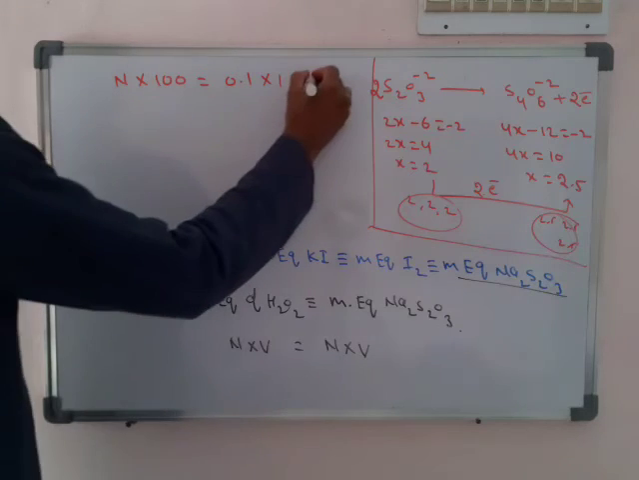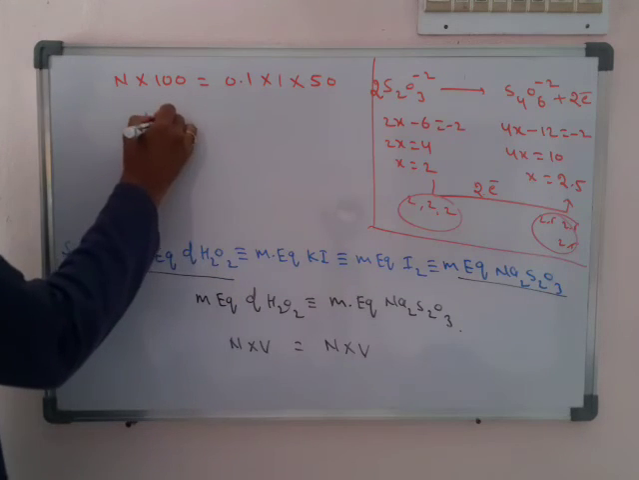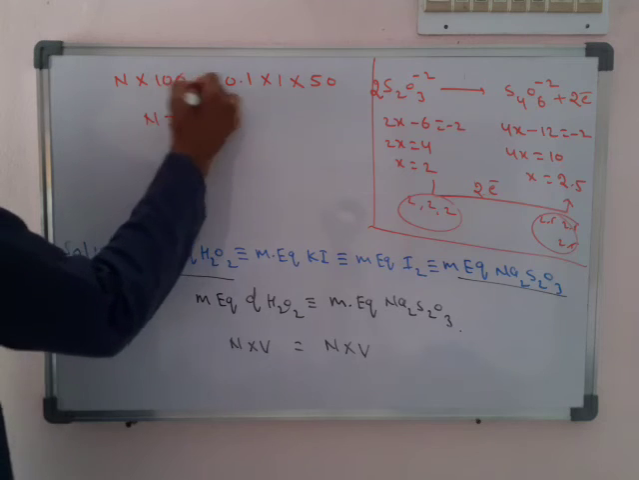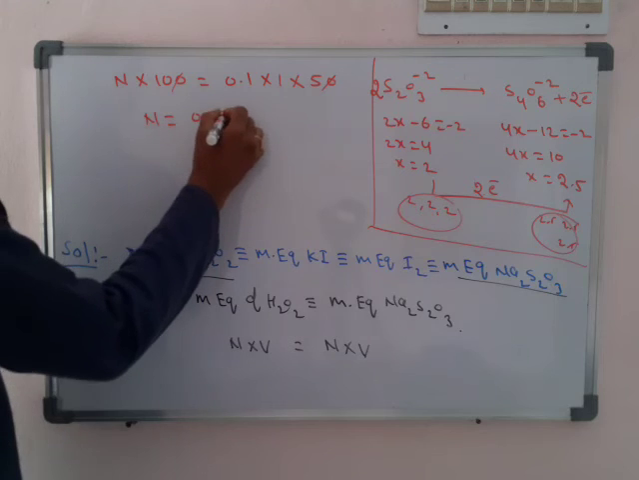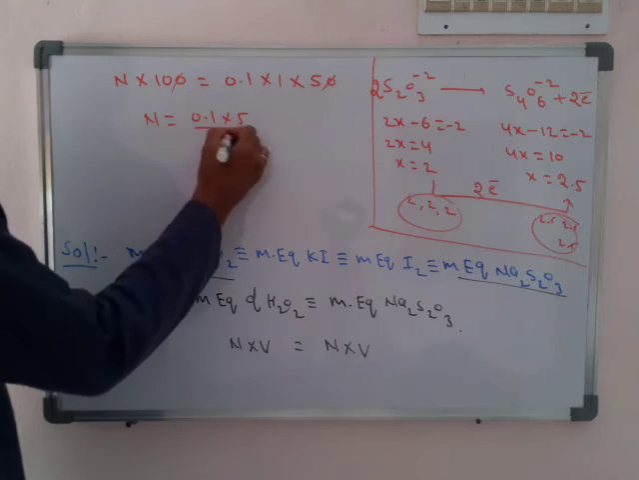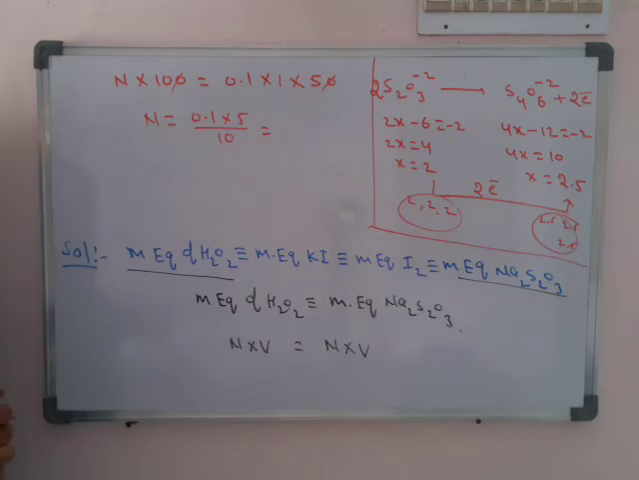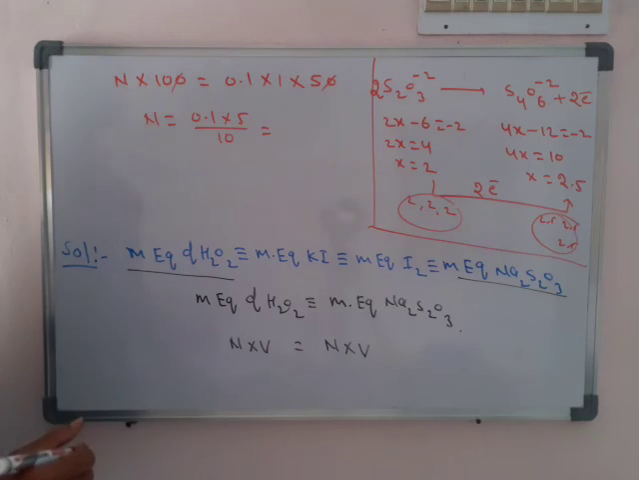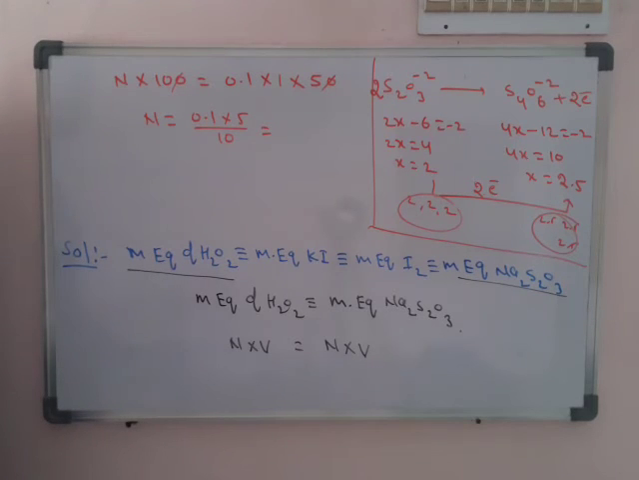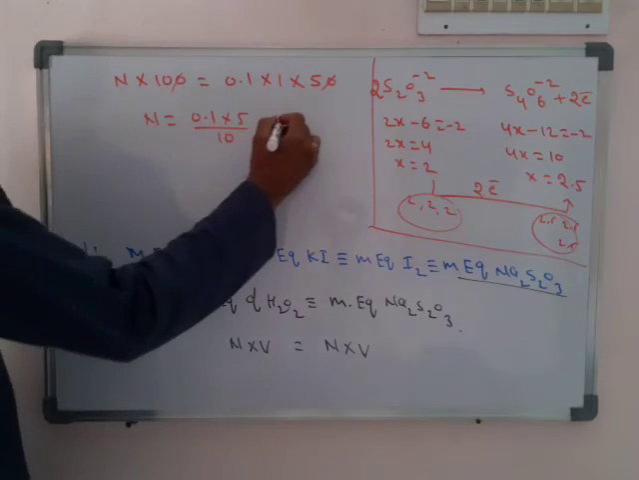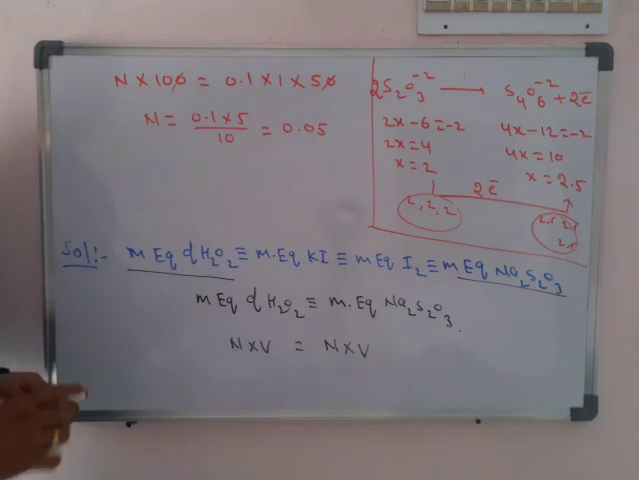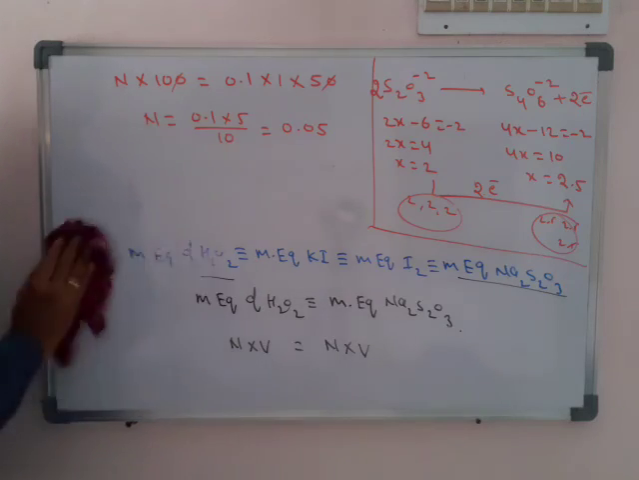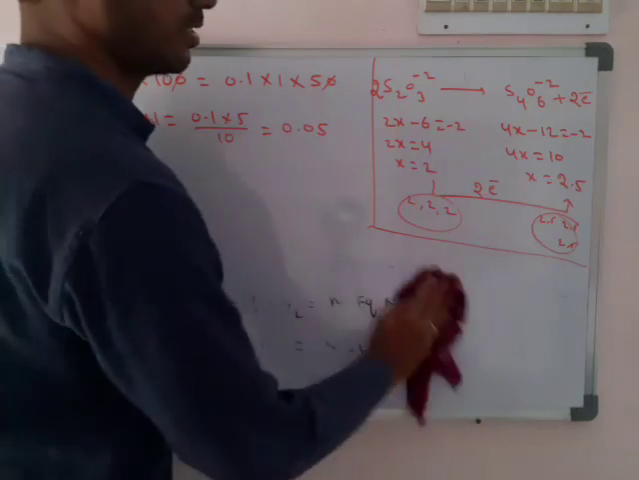So what is the value? 50 milliliters is given. There is a 0.1. Okay, normality we will get 0.02, 1 by 20, 0.05 normality. So actually in the question, directly it is not asked about the normality.